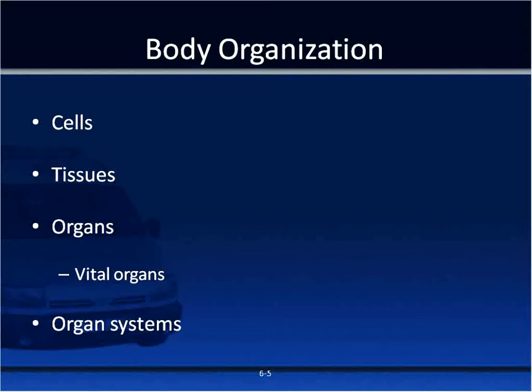An organ is made up of at least two different types of tissue that work together to perform a particular action. Examples of organs include the brain, stomach, and liver. Vital organs are organs such as the brain, heart, and lungs that are essential for life.